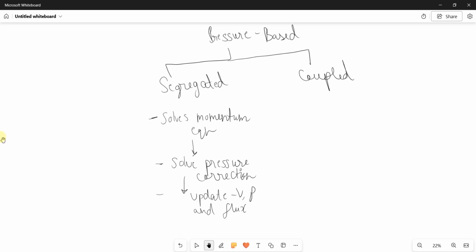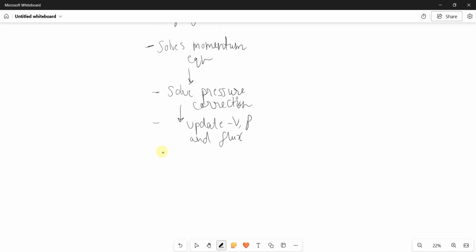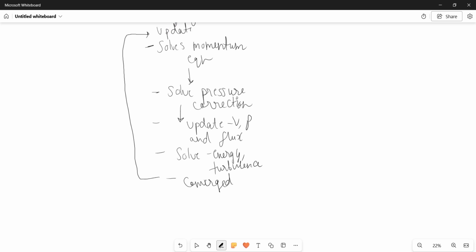Then you solve the other models, solve for energy, species, and then turbulence, and then you check if it is converged or not. Check if the solutions are converged. If it is not converged, then you go back up, and before solving the momentum again, you update values. So this is like the general way of how it's done.